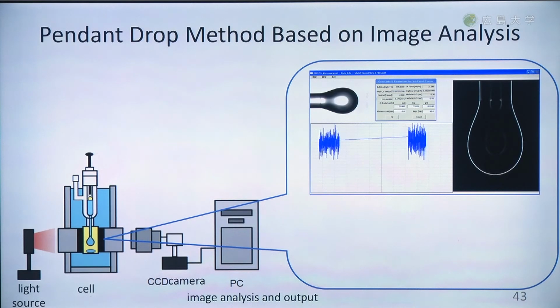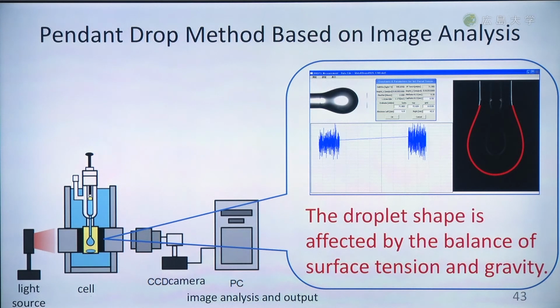The last one is a method based on image analysis. You take a picture of a droplet of a liquid. If the only force acting on the droplet is the surface tension, the droplet will be a perfect sphere. However, if the force of gravity is present, which is always the case on the Earth, the sphere will be deformed from a perfect sphere. So the extent of deformation is determined by the magnitude of surface tension. So by analyzing the contour of the droplet, the surface tension can be estimated.